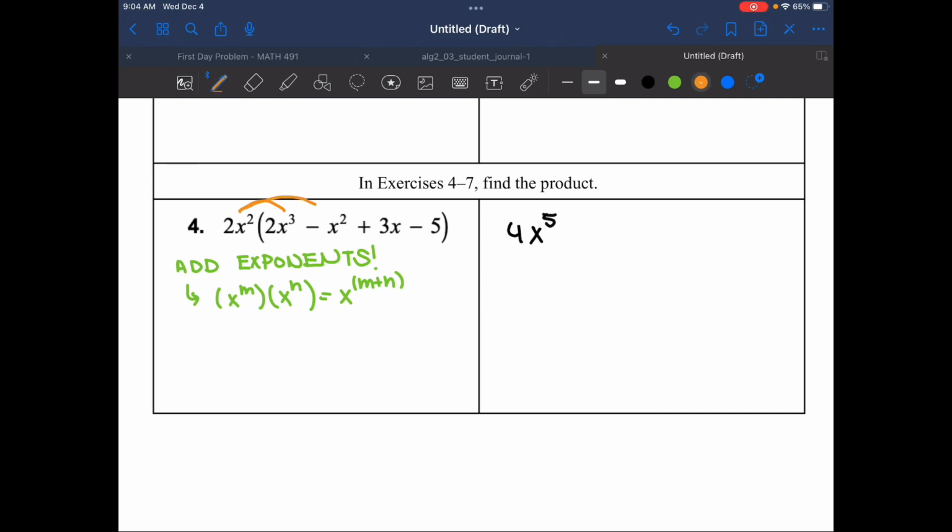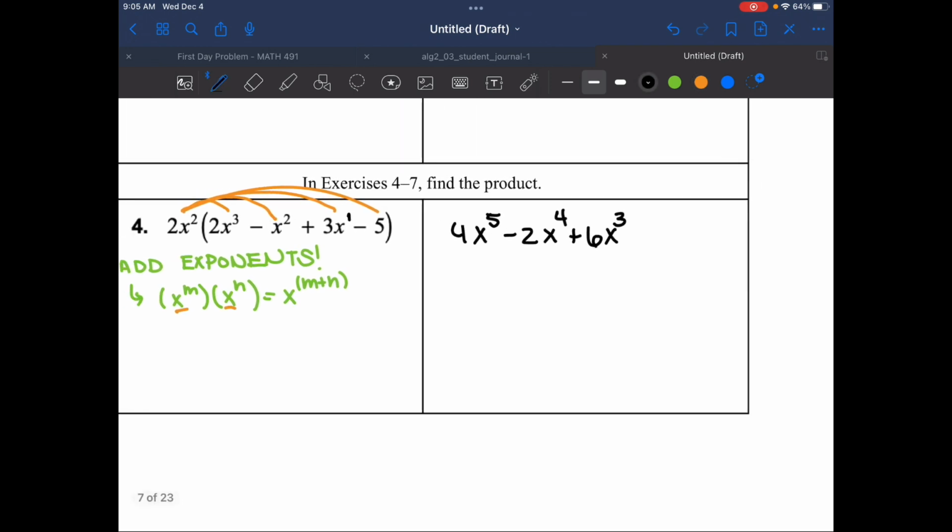Okay. And then we're going to multiply 2x squared and negative x squared, which is going to be negative 2x, and then add the exponents to the 4th. Remember, this only works if they have the same base, right? Multiply those. That's going to be plus 6, because 3 times 2 is 6, x to the, and there's a secret 1, so that's going to be to the 3rd. And then last but not least, we're going to go ahead and multiply with the 5th here. So it's going to be negative 10x squared.